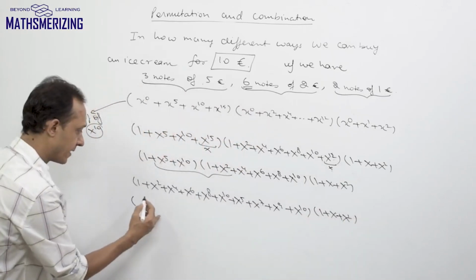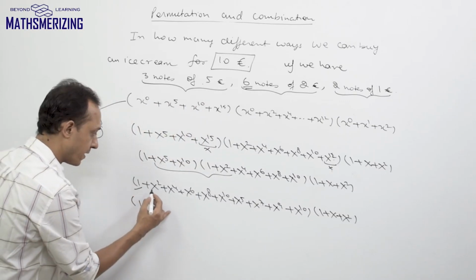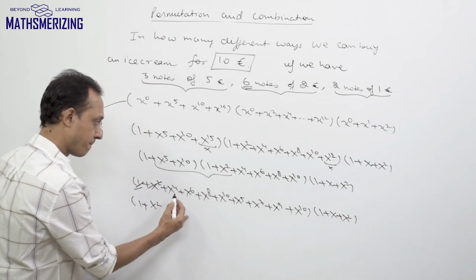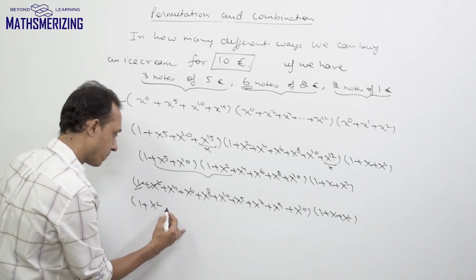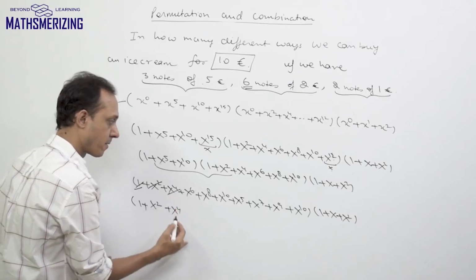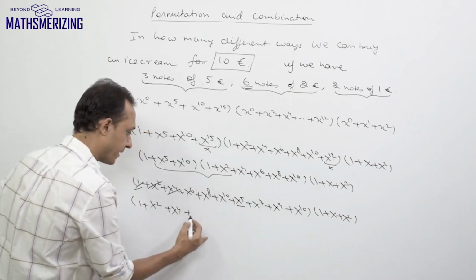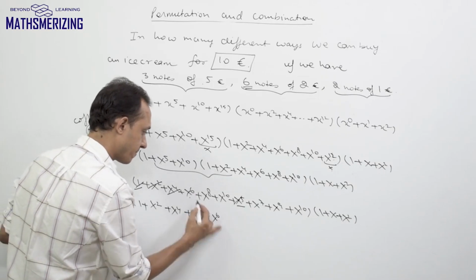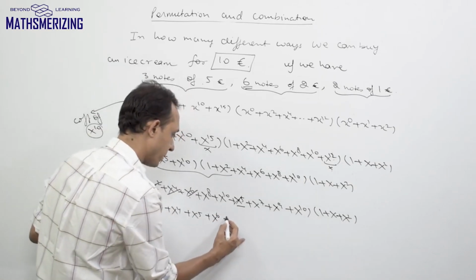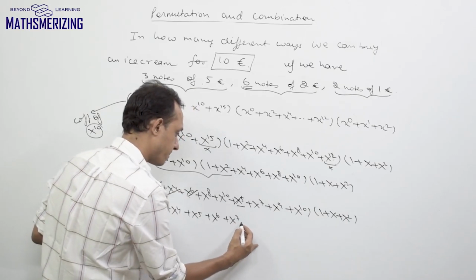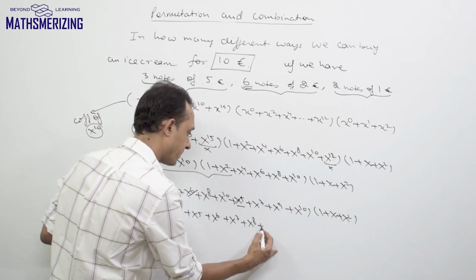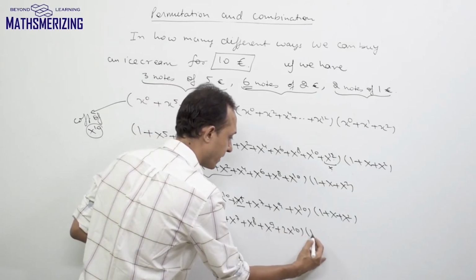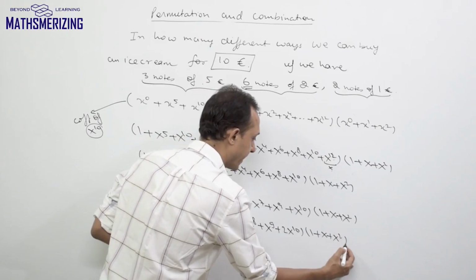So if I write it as 1 plus, and then we have this x square, then we have x to the power 4, then it will be x to the power 5, then we have x to the power 6 plus x to the power 7 plus x to the power 8 plus x to the power 9, and then plus 2 into x to the power 10, and this is 1 plus x square.